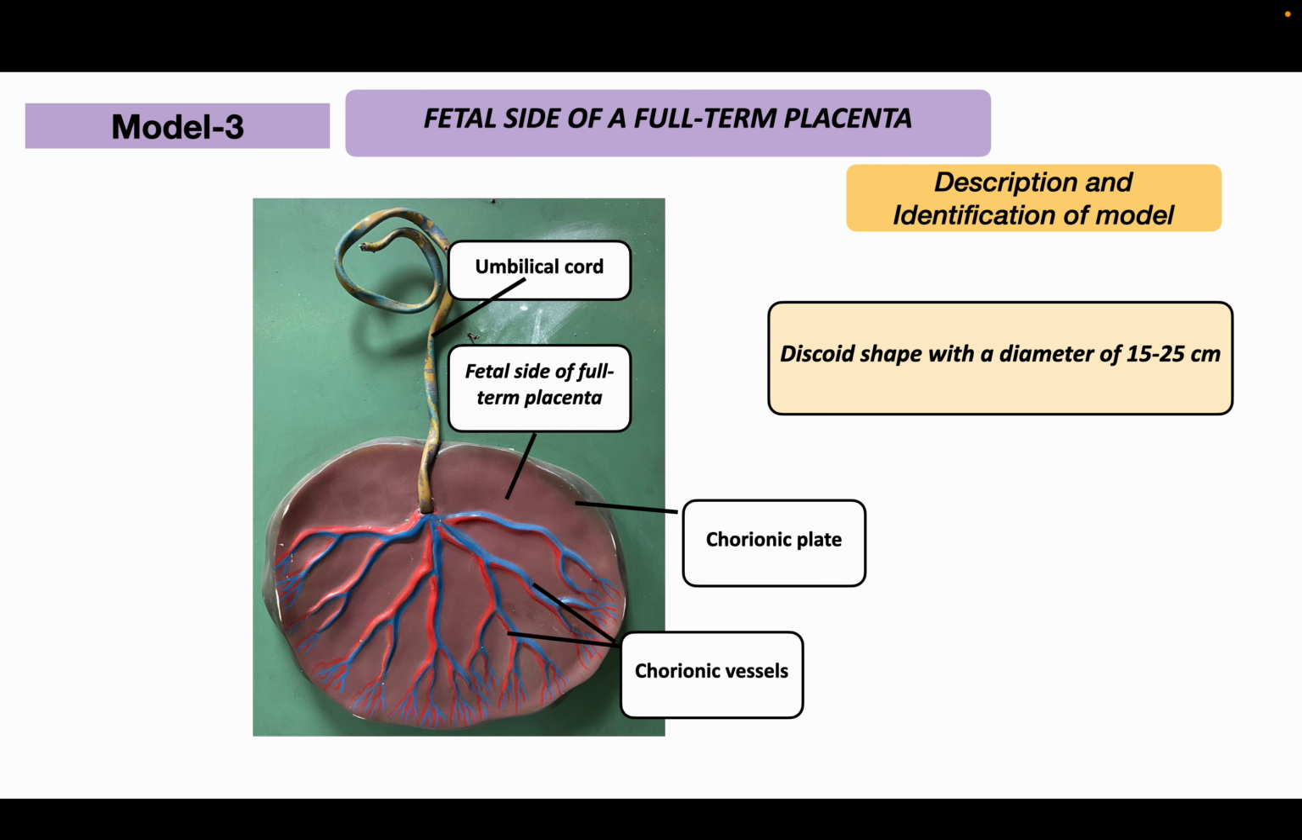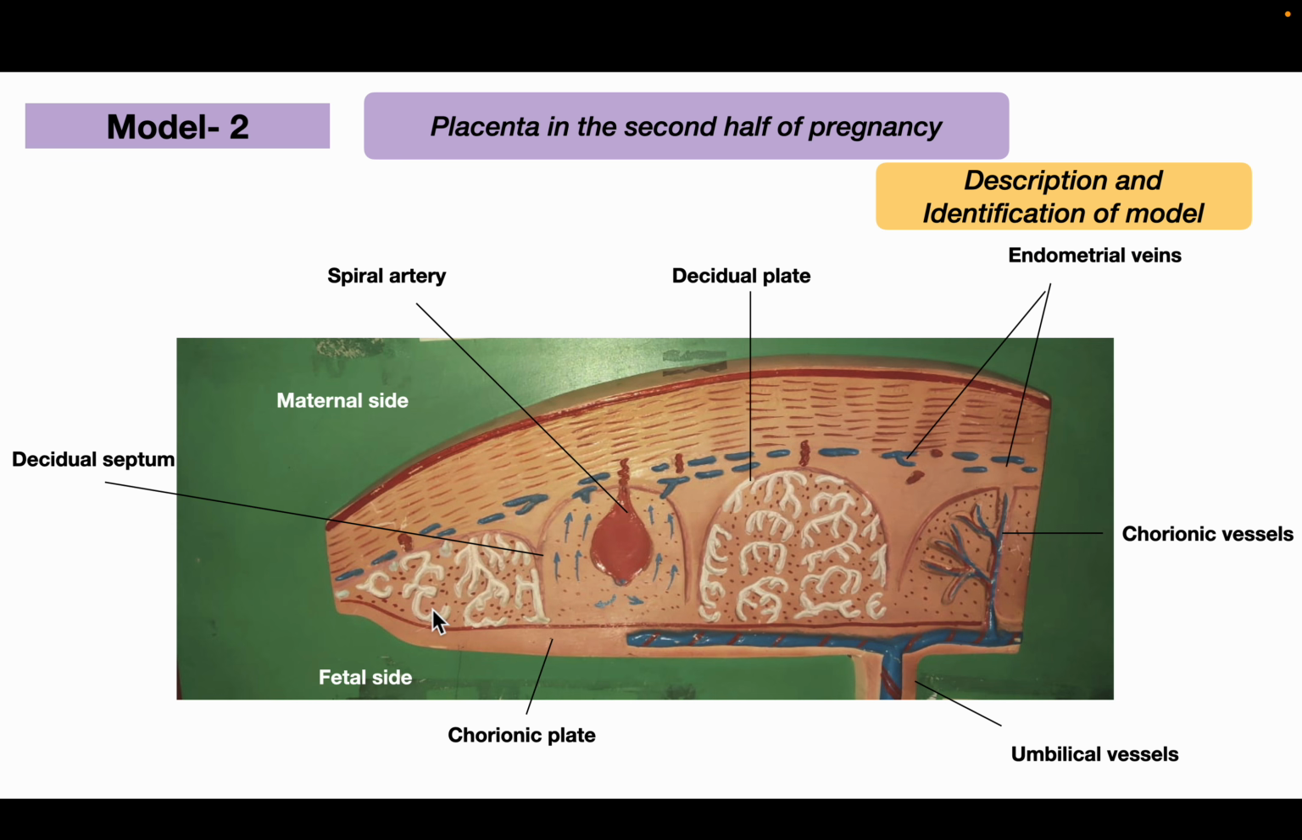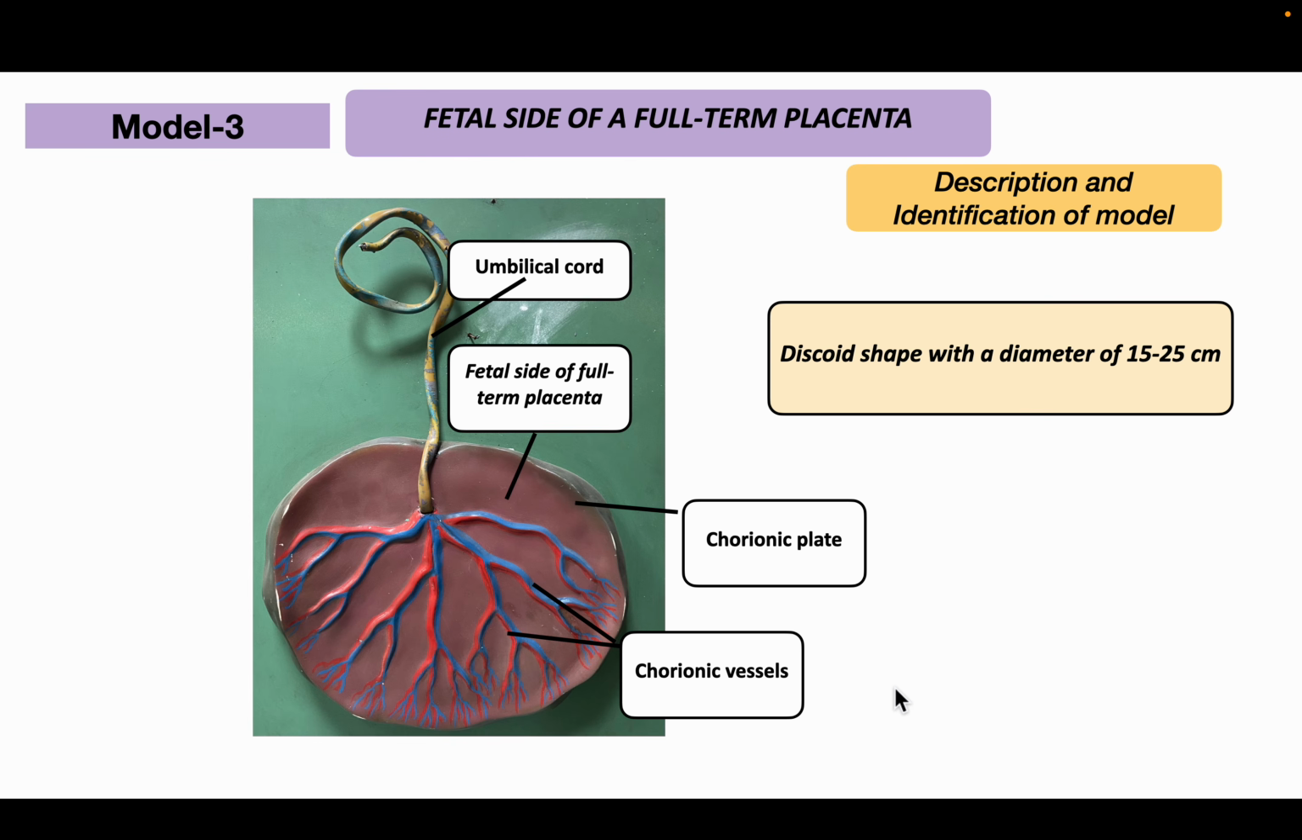Now this placenta is the full term placenta. So which side? That is fetal side of full term placenta, showing the chorionic plate and chorionic vessels. So as we have discussed, this is the chorionic plate on the fetal side, chorionic vessels are visible. So this side is the fetal side and this is the maternal side. So umbilical vessels are visible. So this is the full term placenta. Now if we see what is the shape of placenta, it is discoid shape with a diameter of 15 to 25 centimeter.